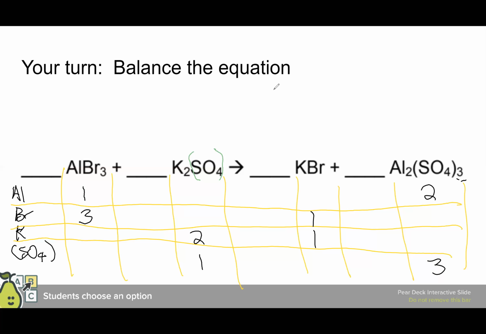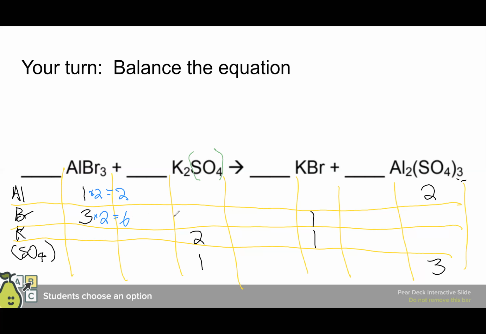Let me use a different color for my multiplications. Aluminum, on the left, I have 1. On the right, I have 2. So I'm going to multiply this 1 by 2 to get 2. I have to multiply everything in the column by the same number. So 3 times 2 equals 6. You notice I have 2's both here and here, both places in the column. I have to multiply by 2. All right, so 2 on the left for aluminum, 2 on the right for aluminum. Good.